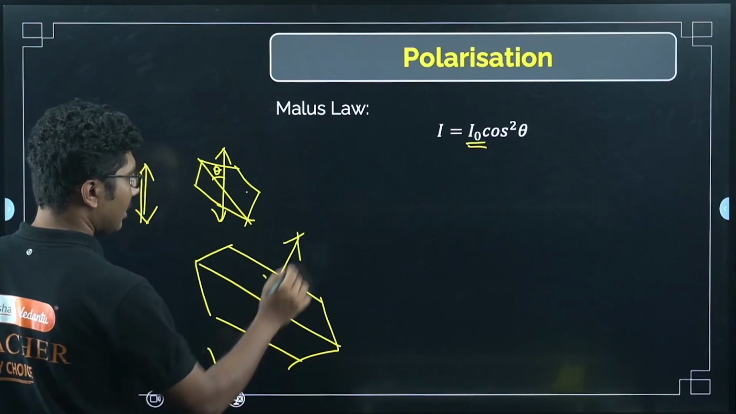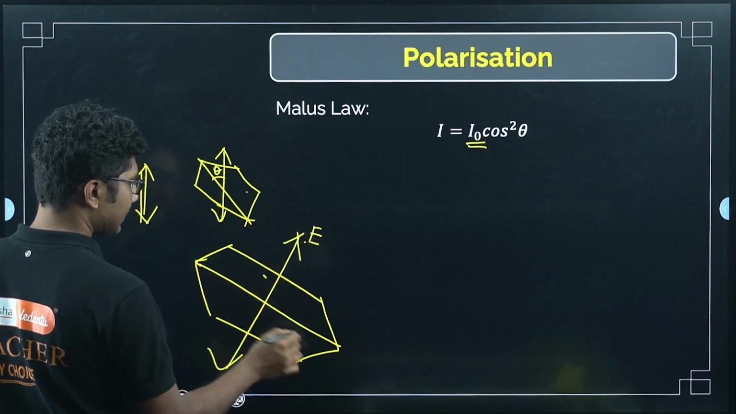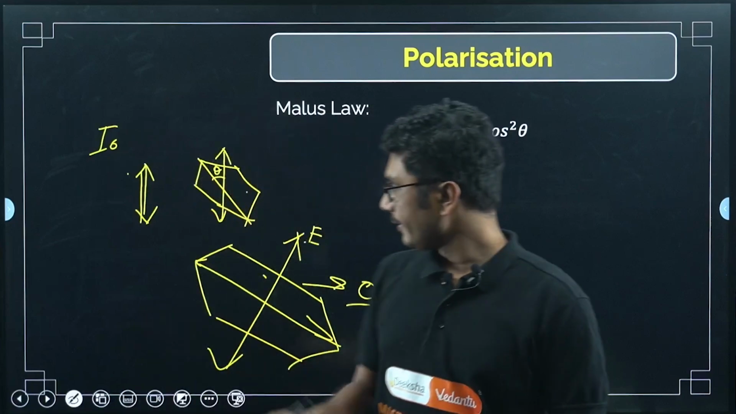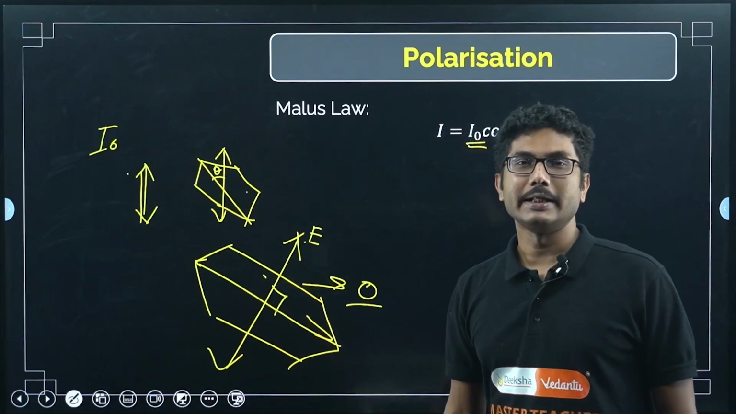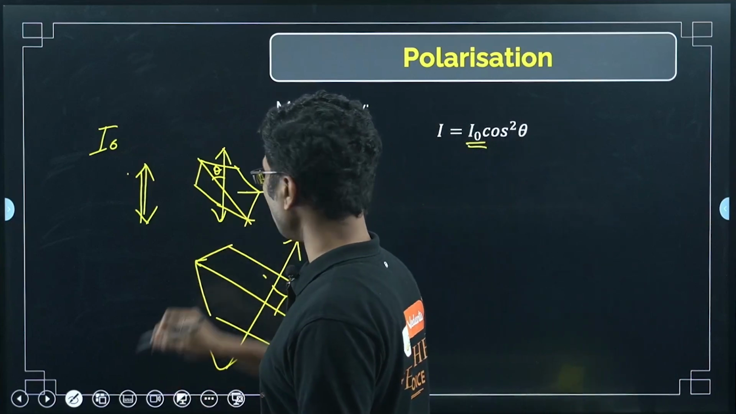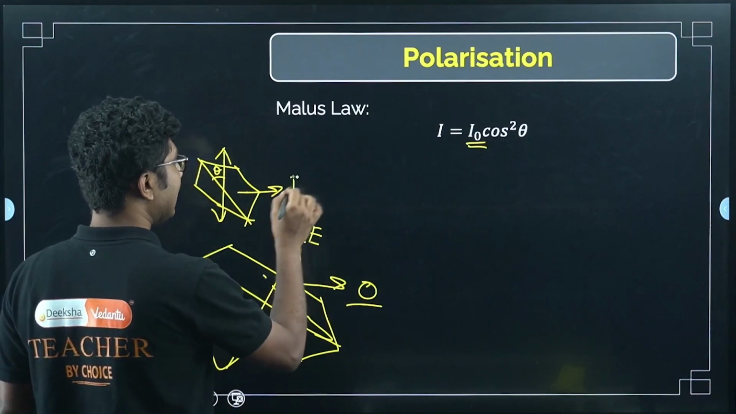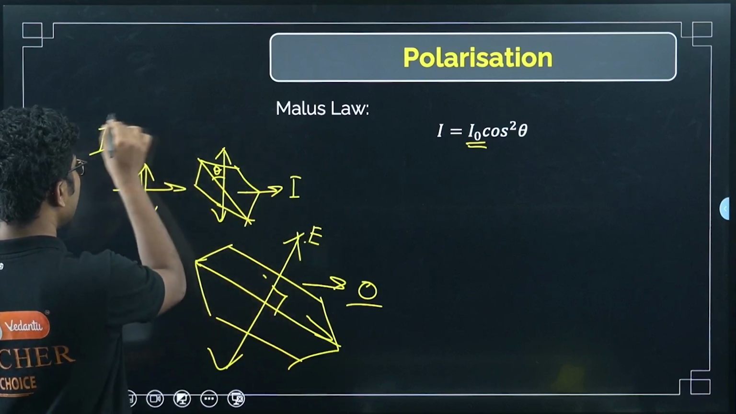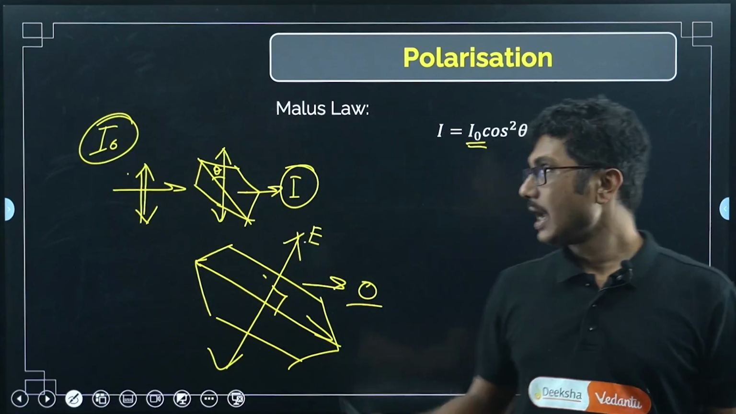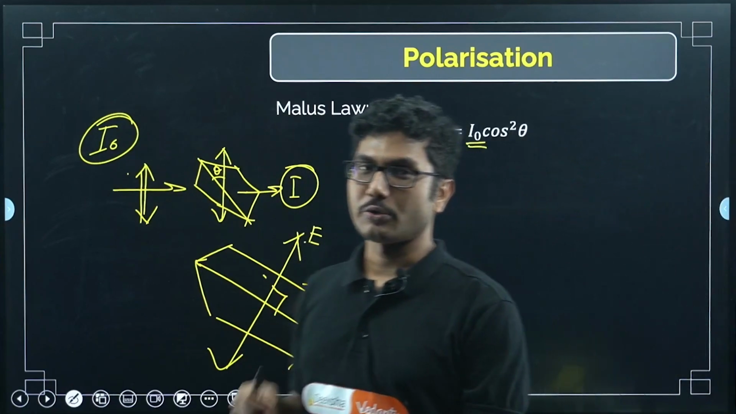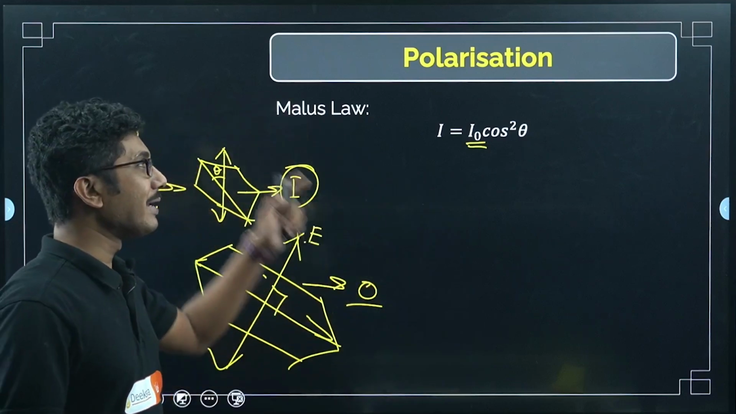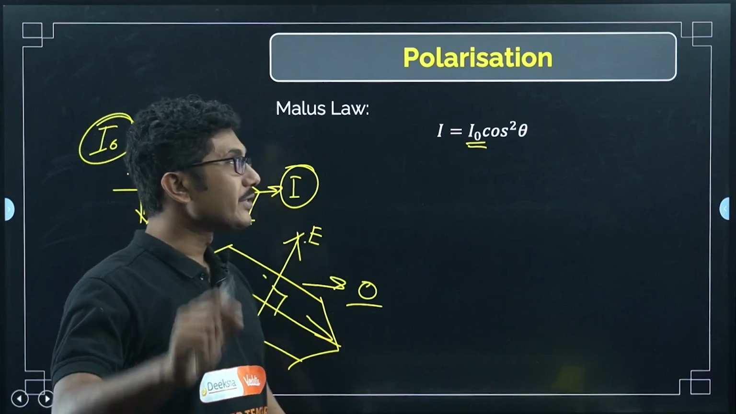This is the electric field vector, this is the pass axis. If the angle is exactly 90 degrees, then the intensity will be 0. But if the angle is not 90 degrees, the intensity will not be 0. Suppose the input intensity is I naught; then the output intensity is I equals I naught cos square theta. Very important formula, and a lot of questions come from it.